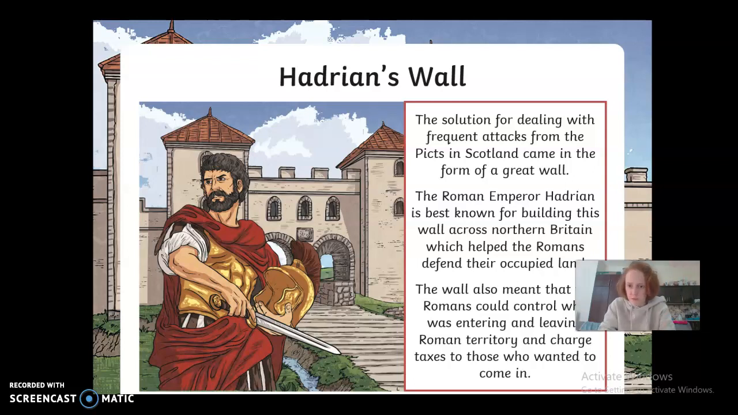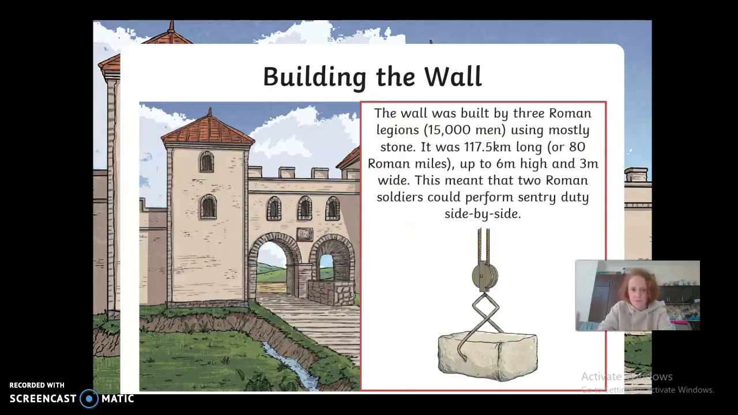In the north of Britain was a country called Scotland, and the tribes there were called the Picts. The Picts used to attack the Roman military all the time. So, as you remember, the Roman Emperor Hadrian decided to build a wall between the Picts in Scotland and the rest of Britain. This helped the Romans to defend their land in Britain that they were occupying. They could also control who was coming in, who was coming out. They could also charge taxes and so on.